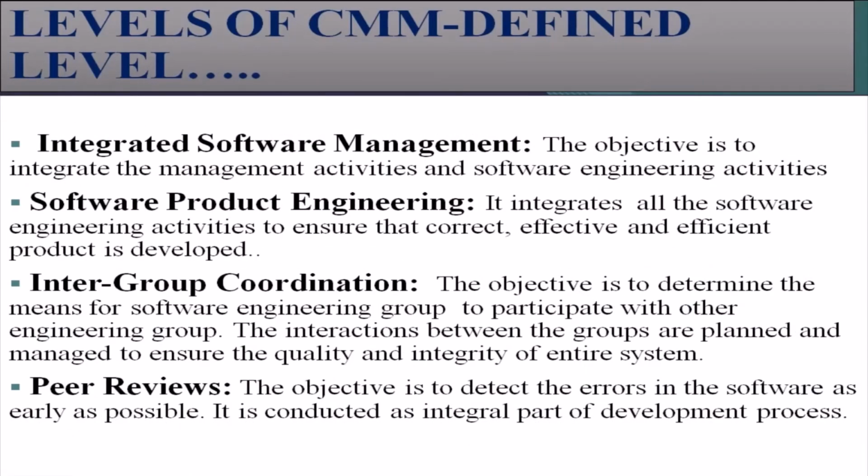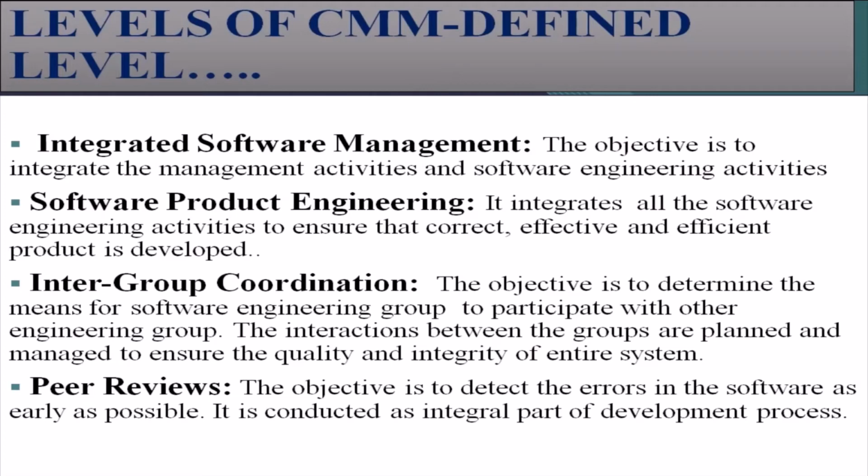The next key process area of the defined level is integrated software management. The objective is to integrate the management activities and software engineering activities. The next key process area is software product engineering. It integrates all the software engineering activities to ensure that a correct, effective, and efficient product is developed.